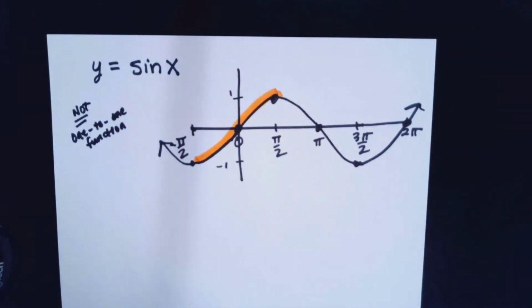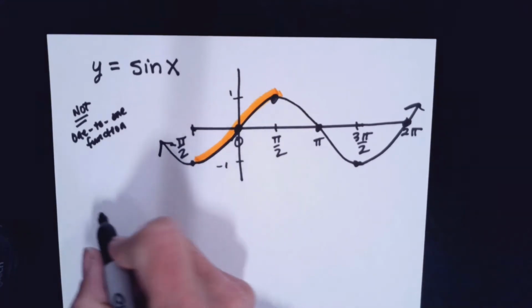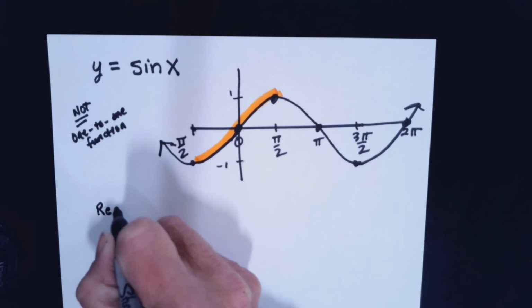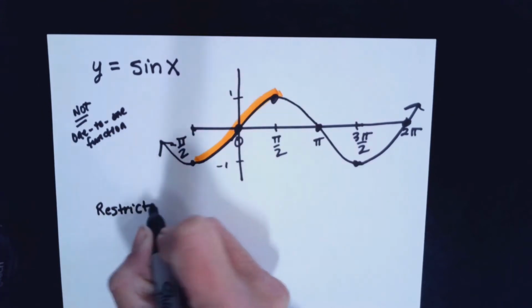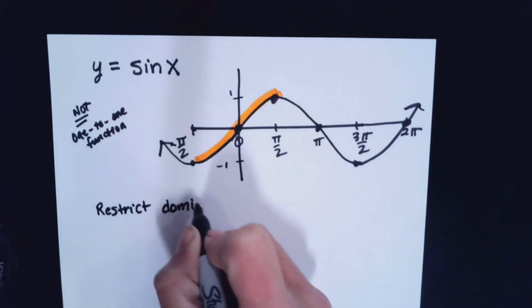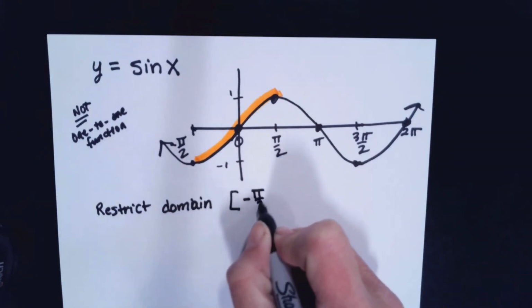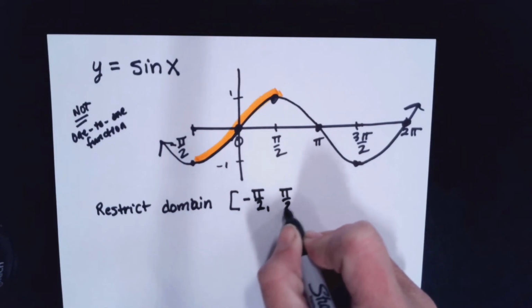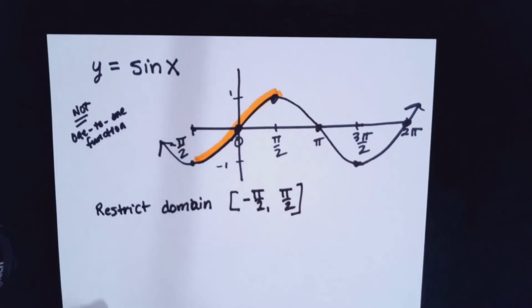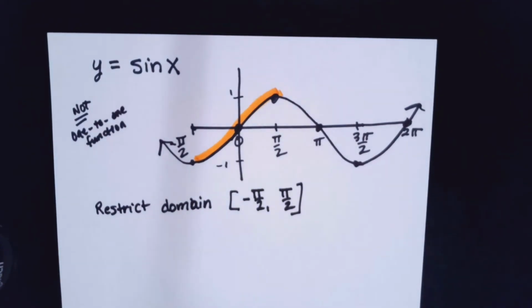So if we restricted the domain to just negative pi over 2 to pi over 2, do you see how now that would be a one-to-one function? So let's restrict the domain to negative pi over 2 to pi over 2. So we're going to sort of artificially restrict the domain.